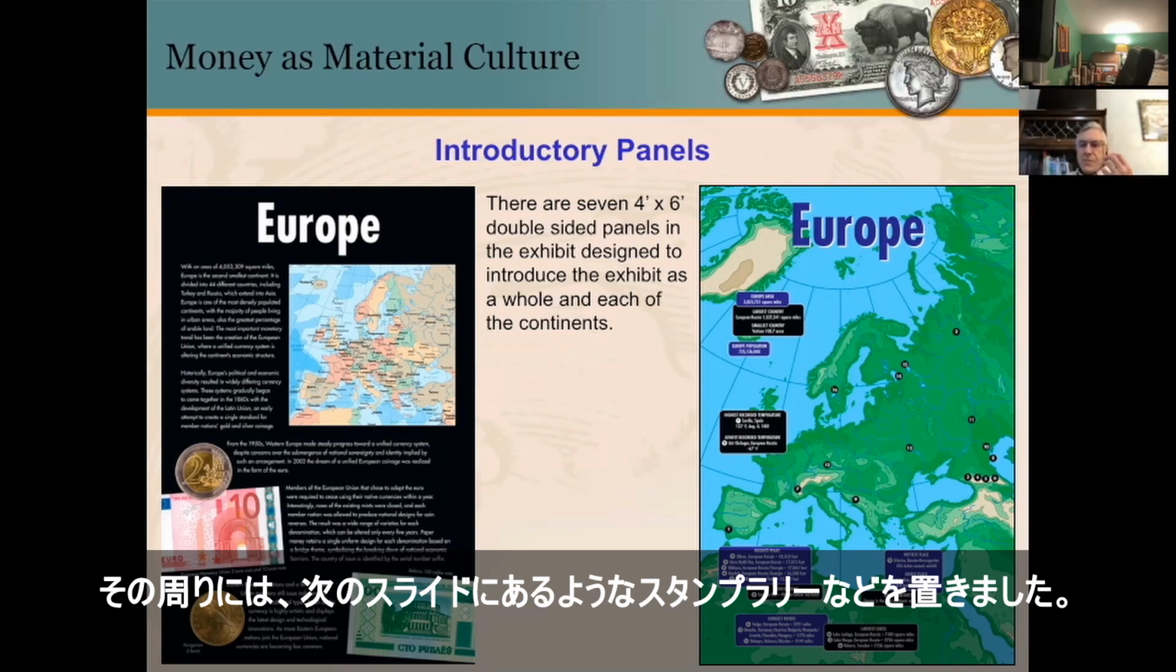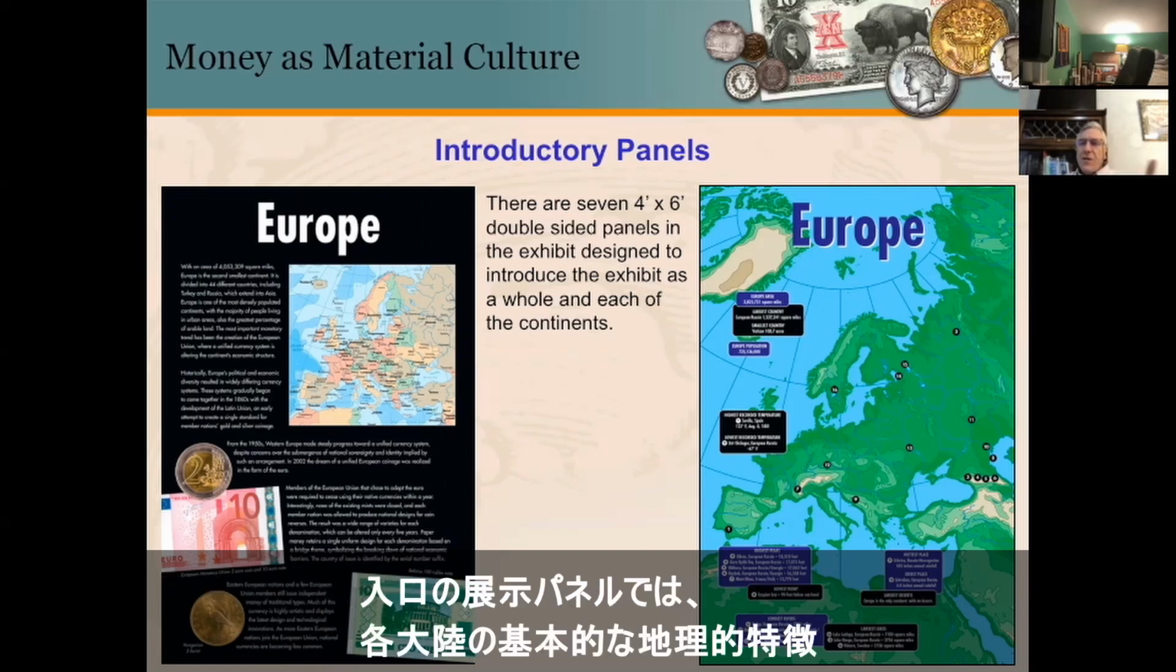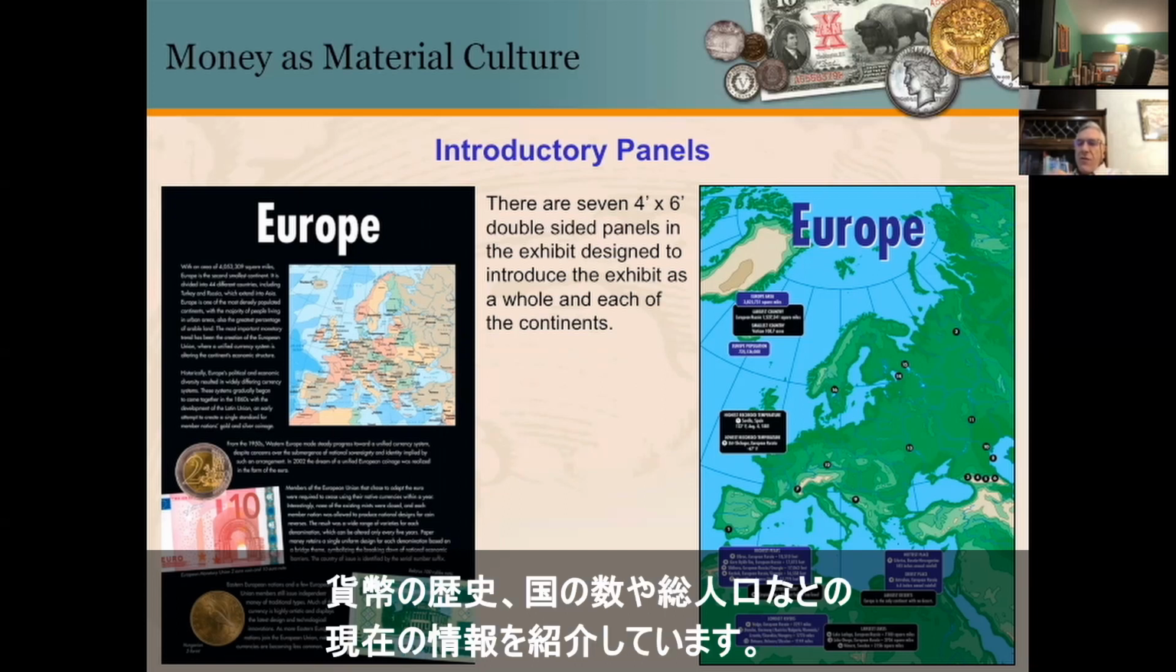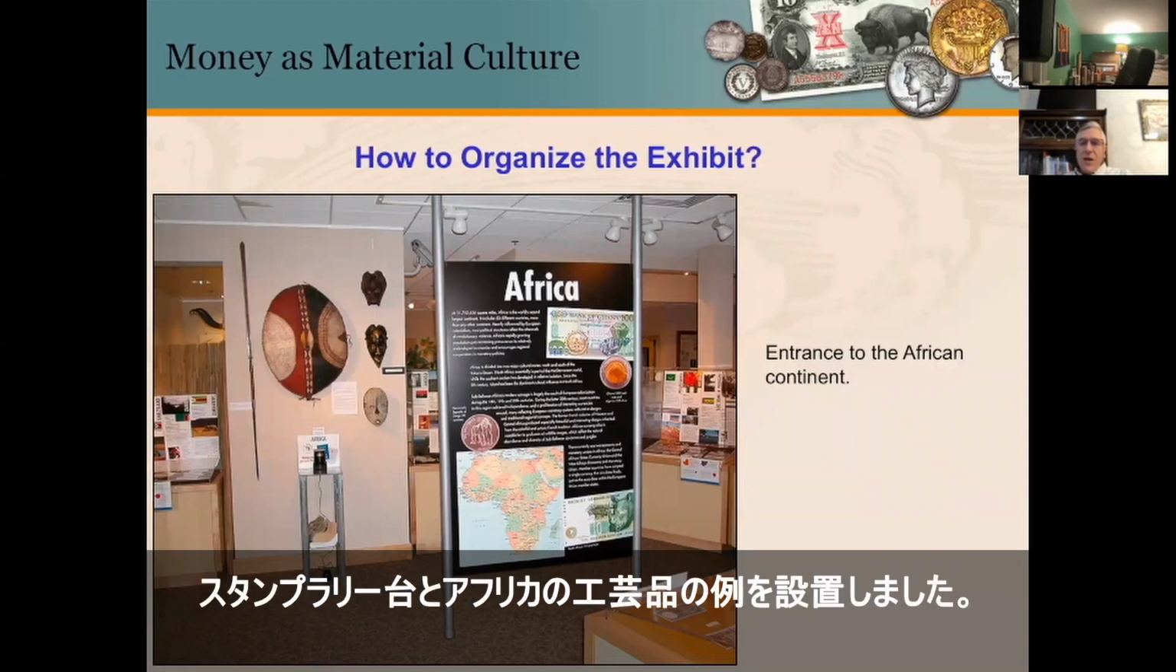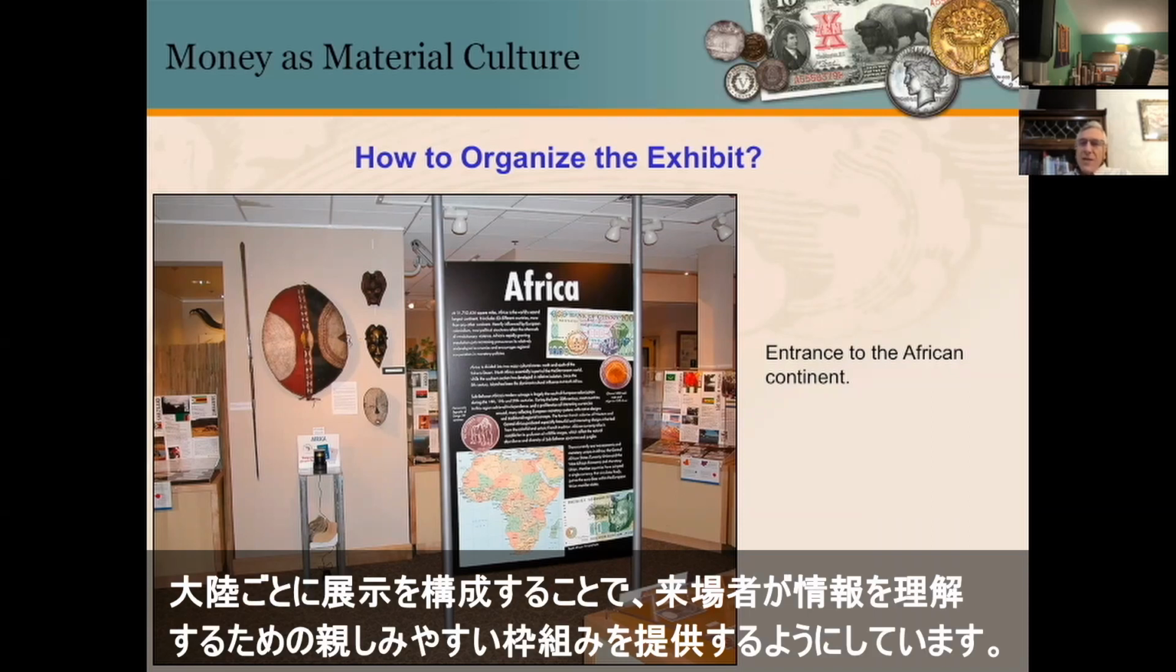And the introductory panels were focused on giving basic geographic features of each continent and to give an overview of their monetary history and current information, such as the number of countries and overall population. The African continent entryway showed the passport station as well as examples of African artifacts. Organizing the exhibit by continents provides a familiar framework for visitors on which they can build to understand the information presented in the exhibit.